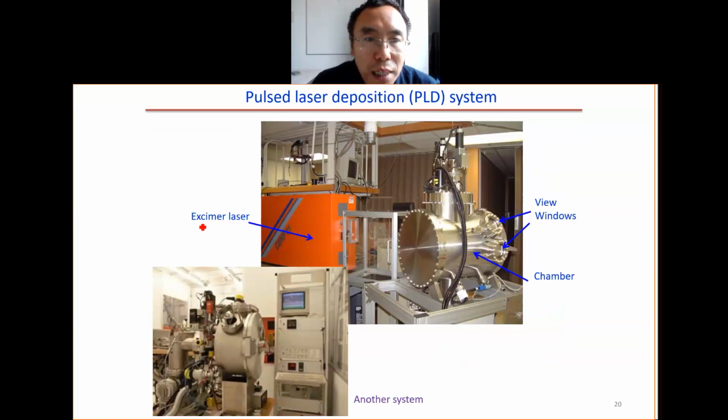So here this is the excimer laser. All you need is a chamber, a high vacuum chamber, and you have the excimer laser shine onto the chamber. So this is another system.